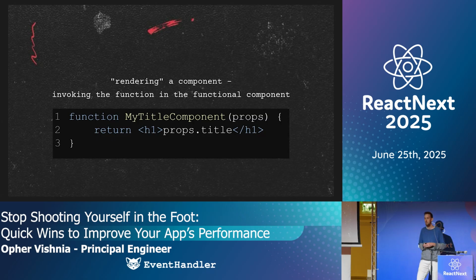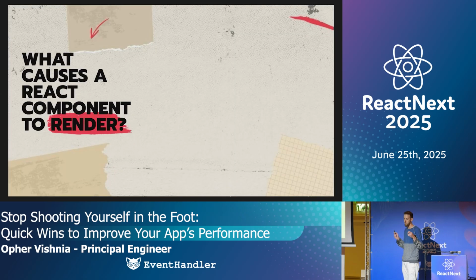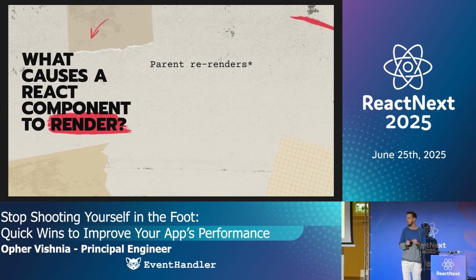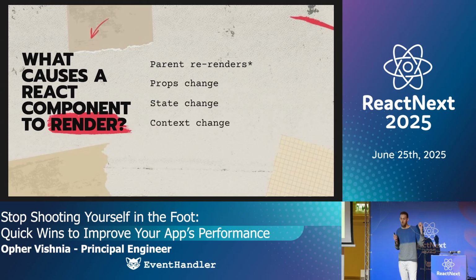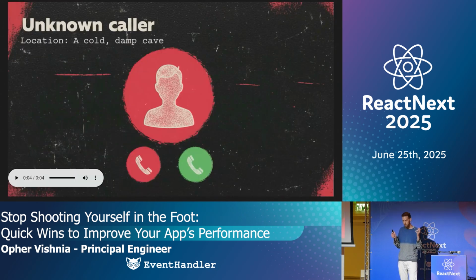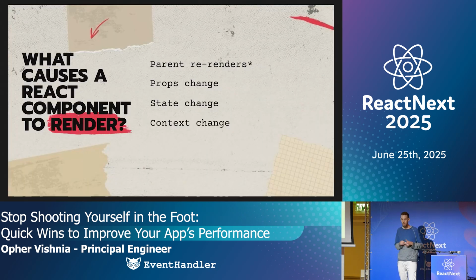Now, what causes a component to re-render? So first, a component re-renders when one of its parents re-renders. There's an asterisk there. We'll come back to that later. When its props change, when its state changes, or when its context changes. And this is by no means an exhaustive list, but things aren't so simple in the React world.